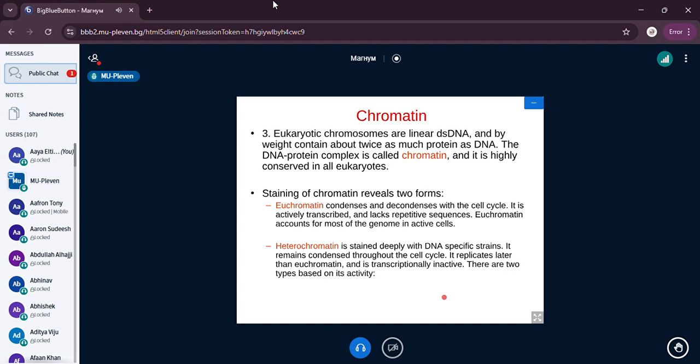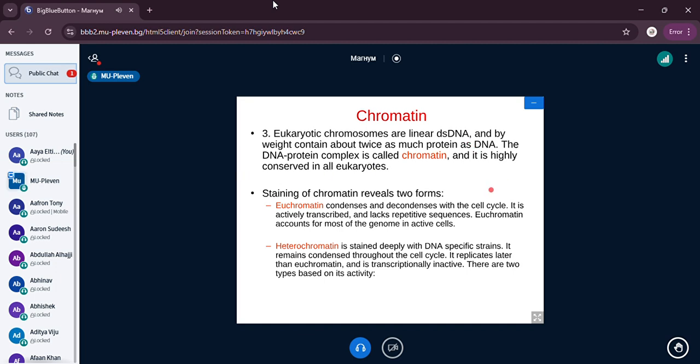DNA in the nucleus of eukaryotes is combined with proteins, and this complex is called chromatin. The DNA in eukaryotes is linear, double-stranded, and it is combined with about twice as much protein. This complex is called chromatin. It is highly conserved in all eukaryotes, meaning it has the same content. The DNA and proteins are similar. Nevertheless, of course, there are differences, but generally it's the same.